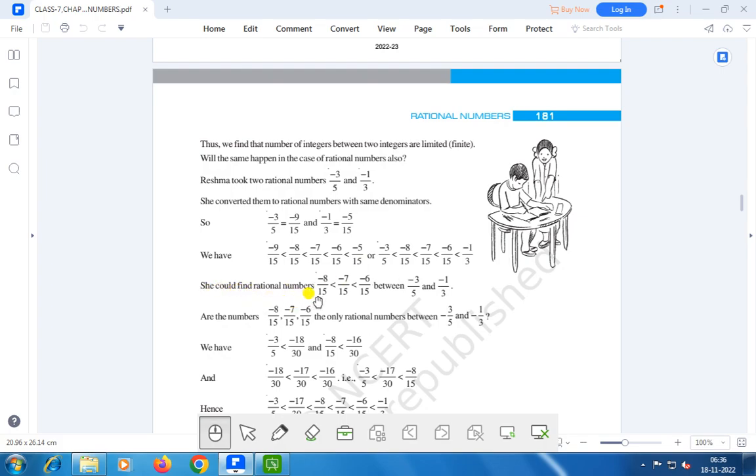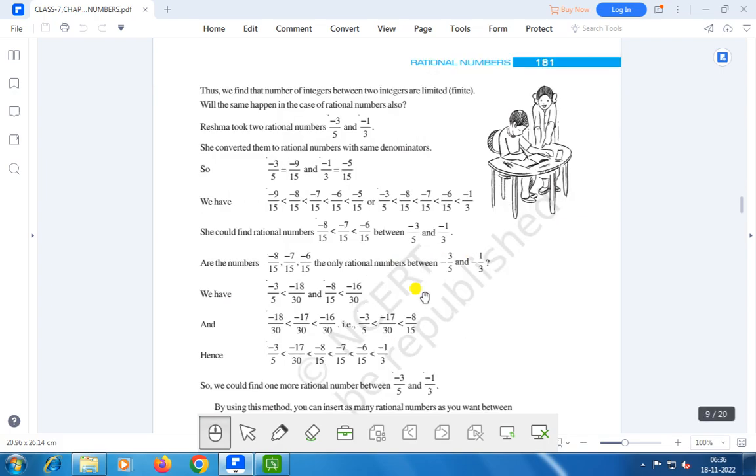She could find rational numbers: minus 8 by 15 is less than minus 7 by 15 is less than minus 6 by 15, between minus 3 by 5 and minus 1 by 3. Are the numbers minus 8 by 15, minus 7 by 15, minus 6 by 15 the only rational numbers between minus 3 by 5 and minus 1 by 3?